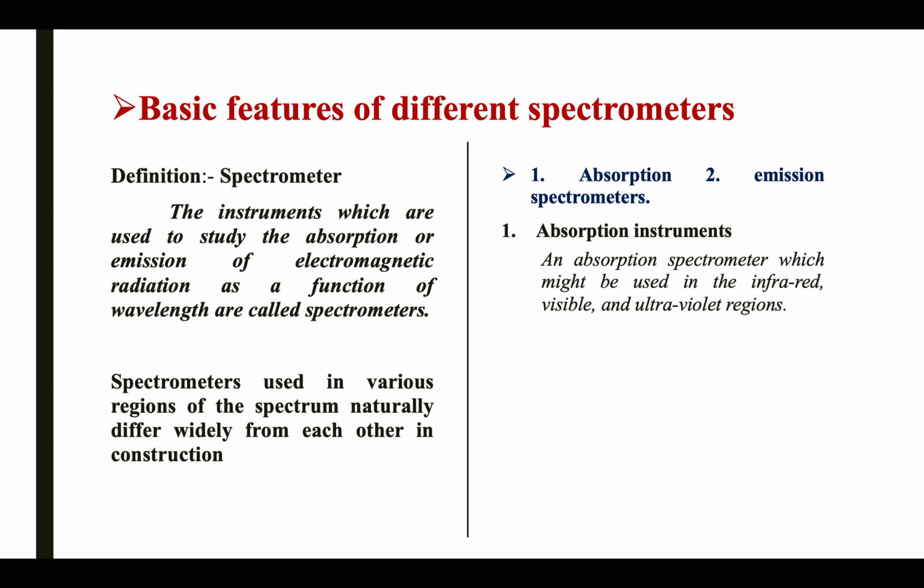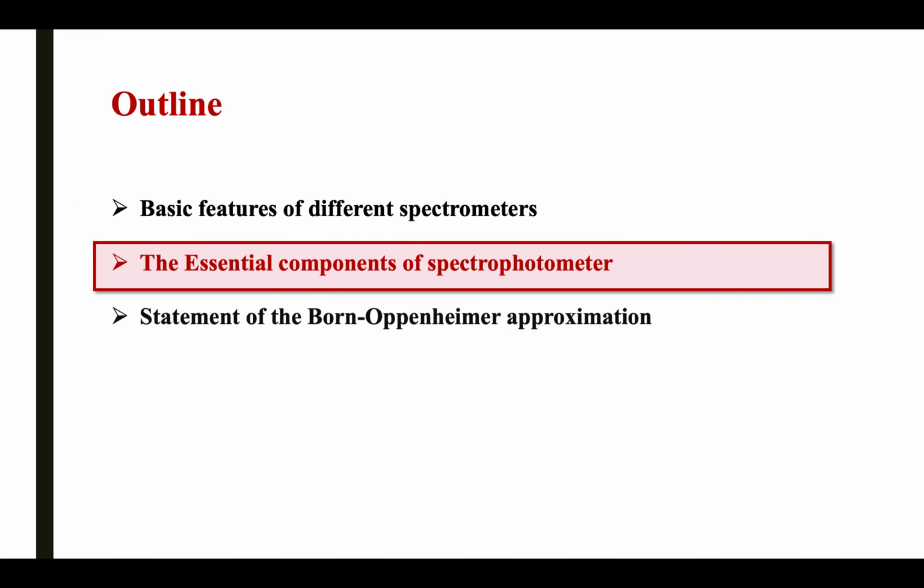An absorption spectrometer might be used in infrared, visible and ultraviolet regions. Electromagnetic radiation hits the molecule and that energy gets absorbed by the molecules, so we call it an absorption instrument. Generally this kind of absorption takes place in the infrared, visible and ultraviolet regions. Now we will see the essential components of a spectrophotometer.